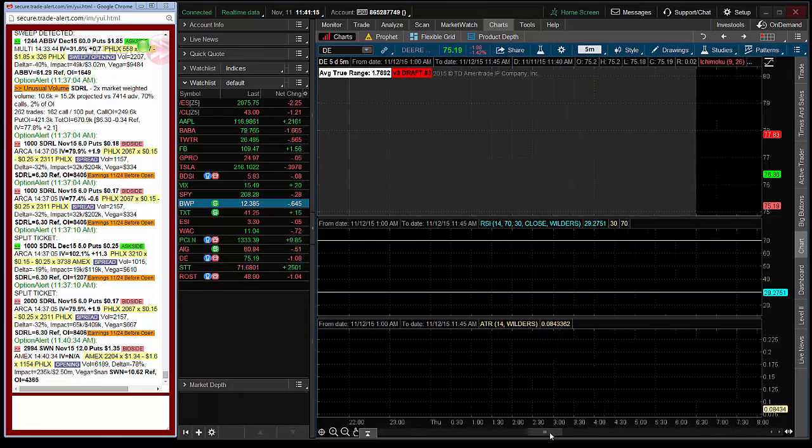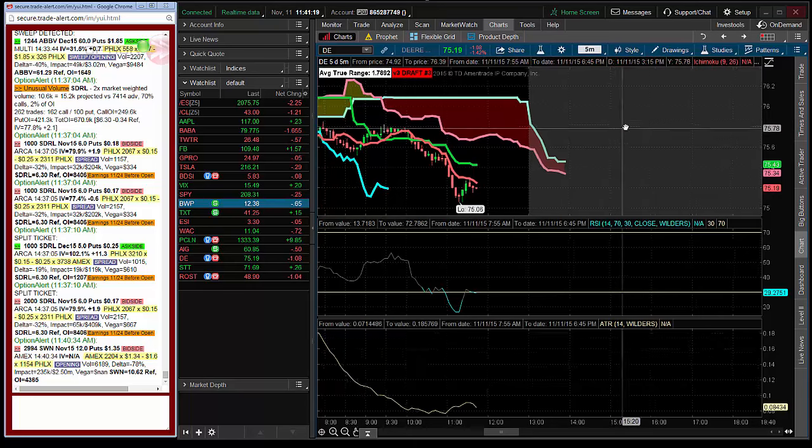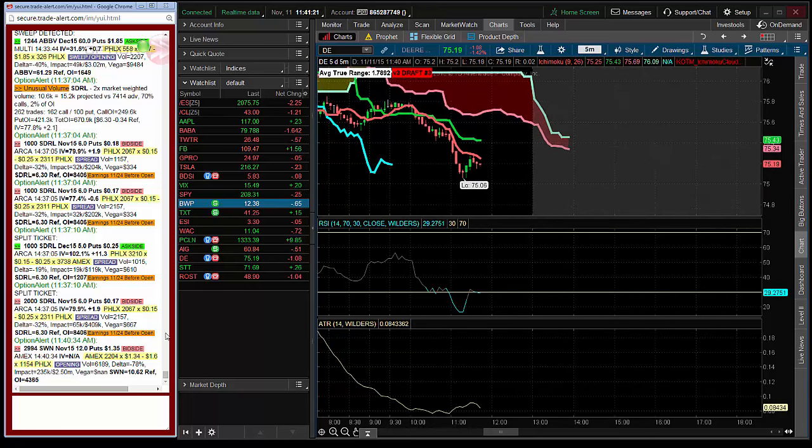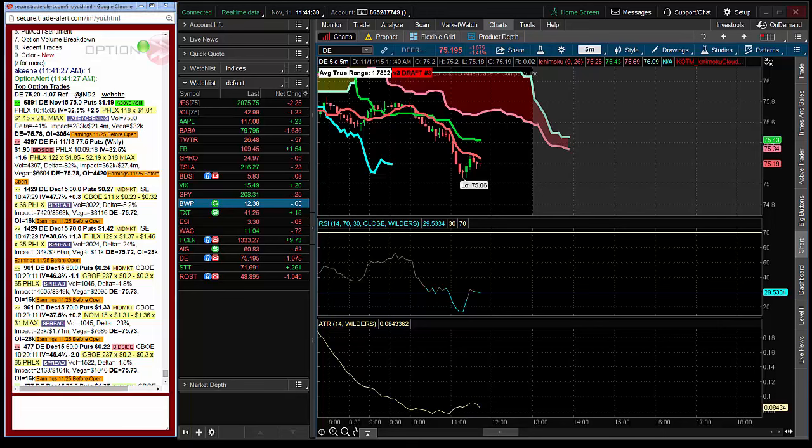But let's look at Deere here. On the left, we have our proprietary Base Trade Alert, which is our unusual option activity scanner. What trade did I see going across the tape that I thought was a good trade? So let's go into DE and look at the signal today. Okay, we see DE, a trader bought 6,891 DE Deere November 75 puts for $1.19.